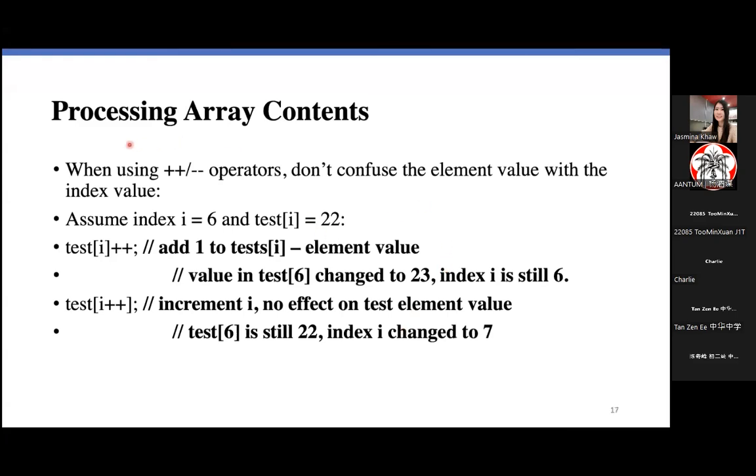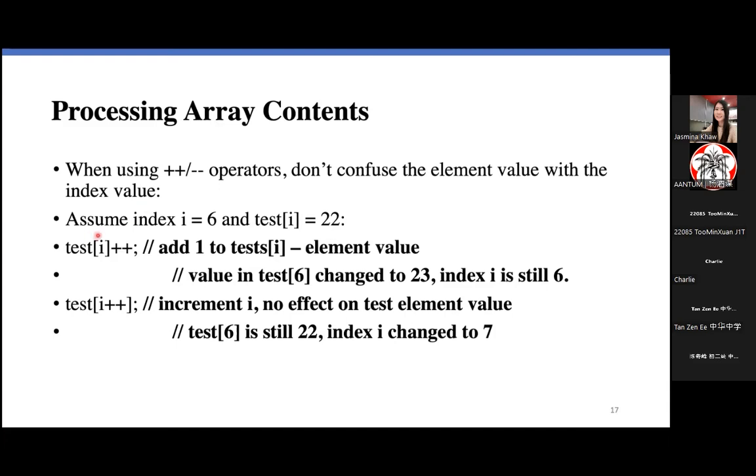Now we look at some of the theory for processing array contents. When using the decrement, this is an increment operator or decrement operator. We also call it a unary operator. Don't confuse the element value with the index value. You have to be sure whether we want to increase the index number or we want to increase the value that we store inside the array by 1.